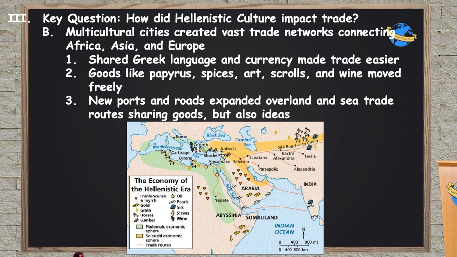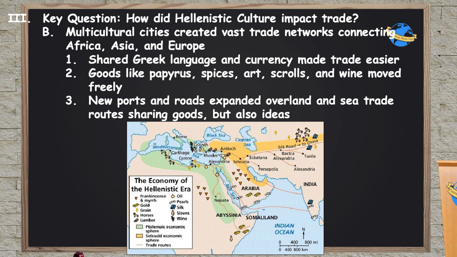Now, what made this trade easier was the fact that everyone spoke the same language. They spoke Greek. Yes, they could speak multiple languages, but Greek was the common language shared by most merchants. They also all accepted the same currency, the same money, which, again, being able to speak the same language and use the same money makes it much easier to trade.